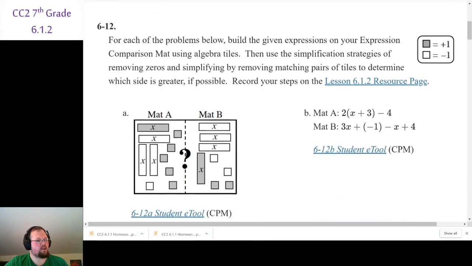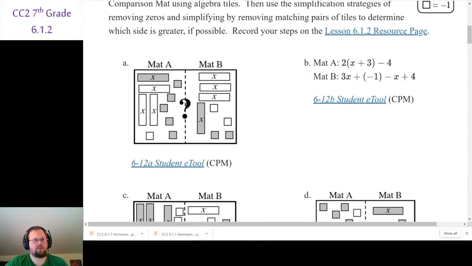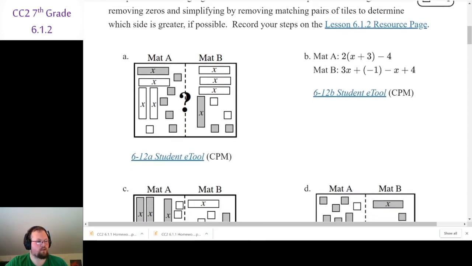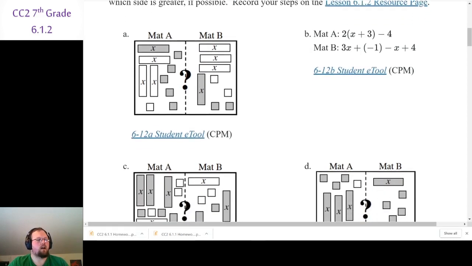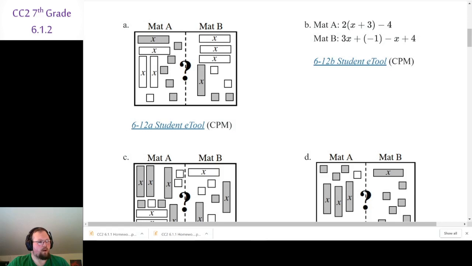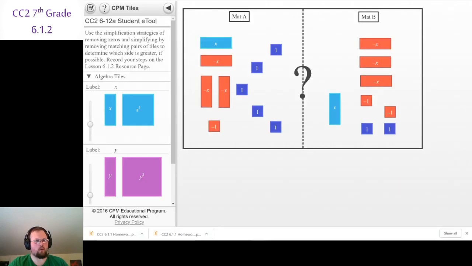Also, the other thing that I want to talk about is these skills that you're using with these expression mats, where you're removing things from both sides or adding things to both sides. You absolutely need to be comfortable with the fact that this keeps things the same. What I want you to understand is that these actions, where you are adding or removing from both sides, are something that you will continue to use later on. You're going to be using a lot of this in 8th grade.